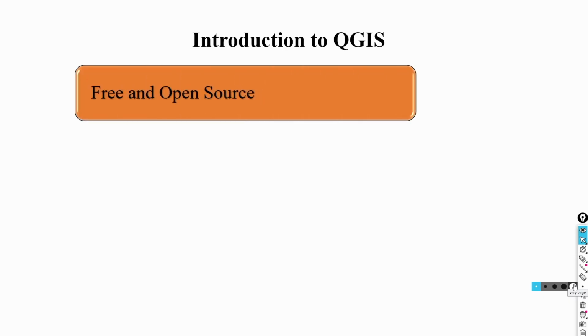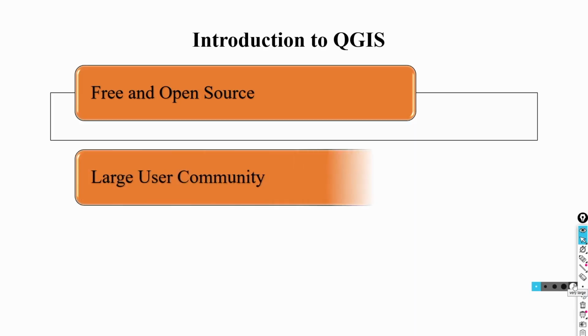The first and foremost thing is, like I said, it is a free and open source software, so you can access the source code, how the software is built, and what algorithms are used. You can access it, modify it, and customize it according to your need. And the next thing is that, like I said, there is a very big user community for QGIS, and there are a lot of people who are contributing to the development of this software.